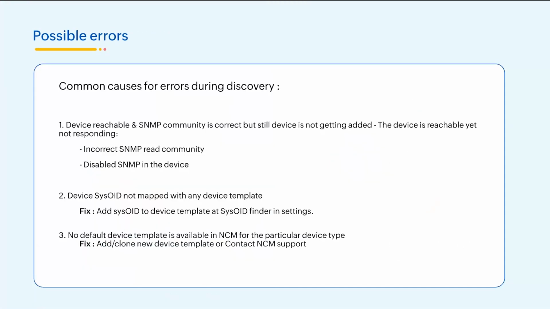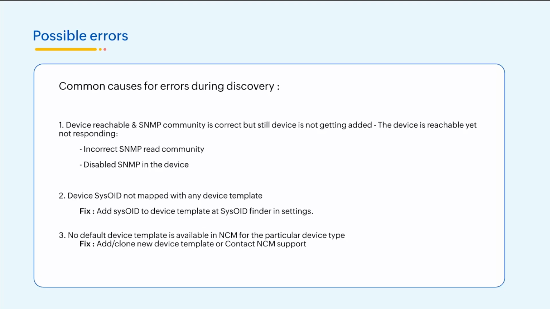So here we have some of the possible errors that one might encounter while discovering your devices in NCM. The first error is when the device is reachable and the SNMP community is correct, but still the network device is not getting added. There could be two possible reasons for this. Either the SNMP read community might be incorrect, or SNMP might have been disabled on the device. In this case, kindly check the read community and check whether SNMP has been enabled in the device and then try again.